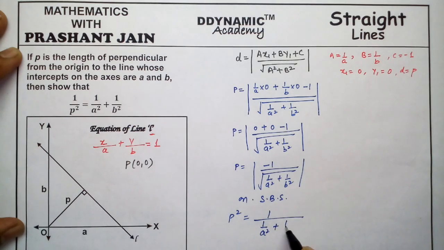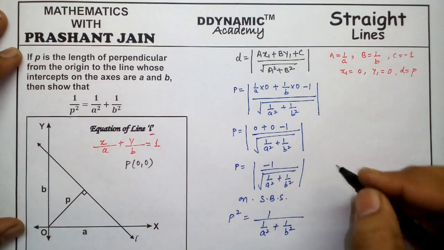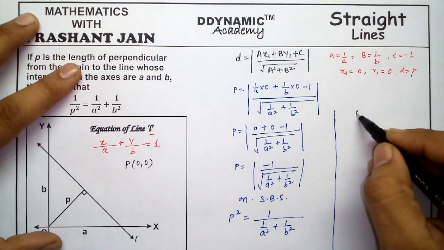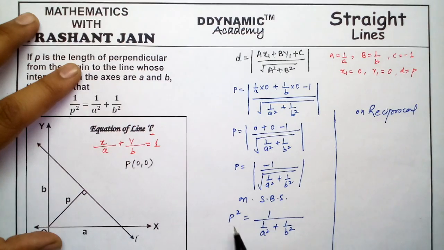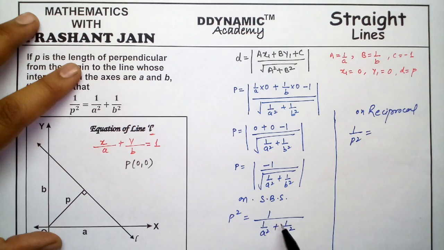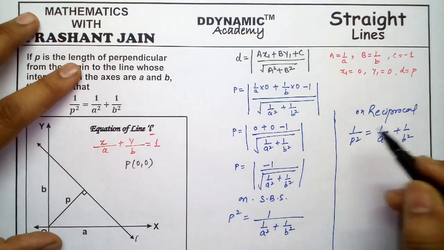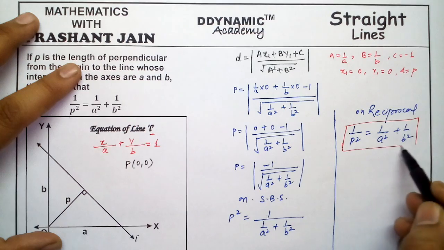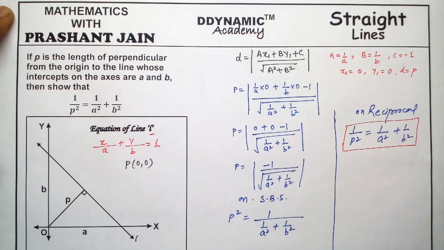This is 1 upon a square plus 1 upon b square, and our left hand side is 1 upon p square. Now on taking the reciprocal of the above equation, this is 1 upon p square equals, this will disappear and this will be in the numerator, 1 upon a square plus 1 upon b square, and that's all. You can see that this is the very simple solution of the question which is given to us to prove.